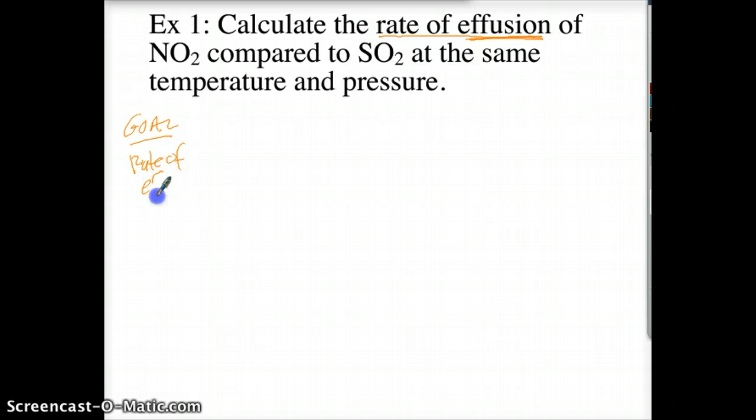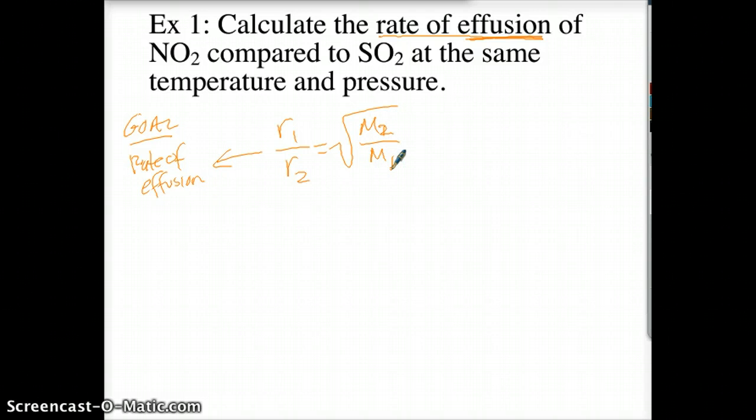Well, what do I know about effusion? What's the relationship to get to rate of effusion? Well, we just talked about it. There's a relationship where the rate of gas 1 divided by the rate of gas 2 is equal to the square root of the molar mass of gas 2 over the molar mass of gas 1.